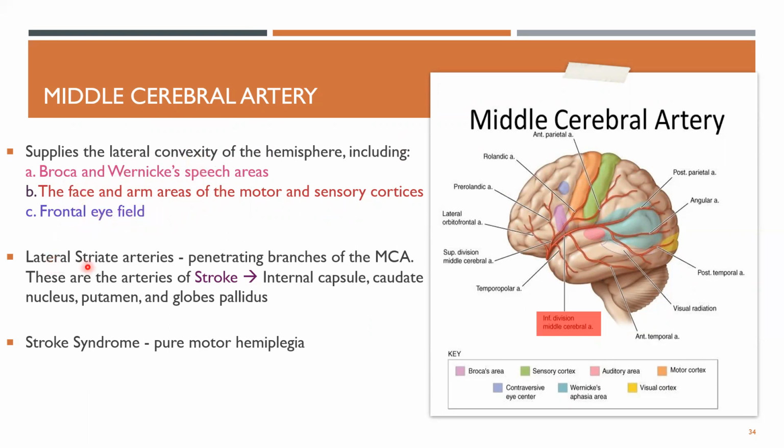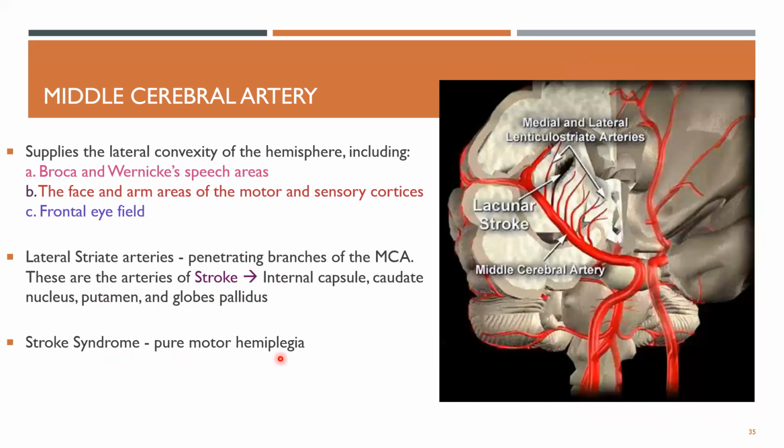So if there is a problem with your middle cerebral arteries, these different areas would be affected. Lateral striate arteries are penetrating branches of your middle cerebral arteries. These are the arteries of stroke because they supply the internal capsule, caudate nucleus, putamen, and globus pallidus. A stroke syndrome here refers to a pure motor hemiplegia, meaning paralysis of one side of the body. A problem there would cause a lacunar stroke from the lateral striate arteries.